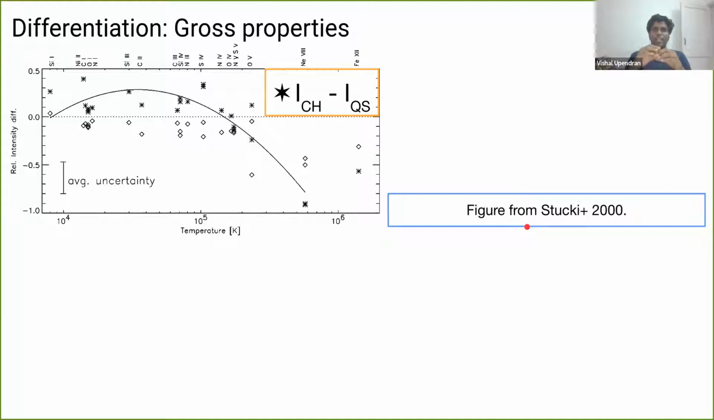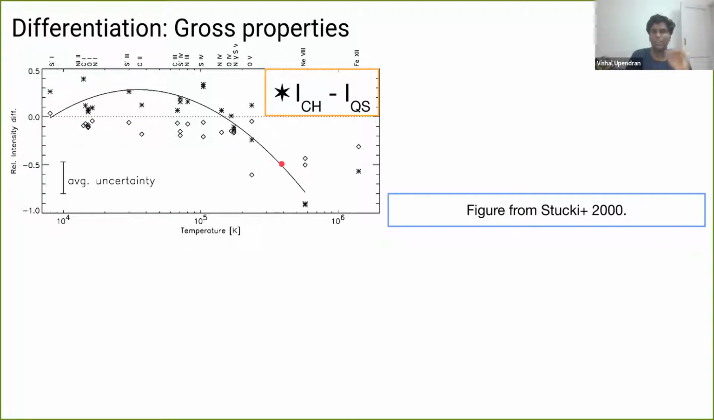So it's not like we are the first people to do this. We are standing on the shoulders of a lot of giants. And what people have generally done is they take a region of quiet sun and a region of coronal hole. They sum up the intensities in these two regions, and then they look at what the difference in the intensities are for different lines. So approximately in the solar atmosphere, each line forms at one temperature. And for different lines that have been denoted on top here, from silicon 1 to iron 8, neon 8, iron 12, we can calculate this difference in intensities. And just look at the stars, don't look at the diamonds. Diamonds are not relevant for us.